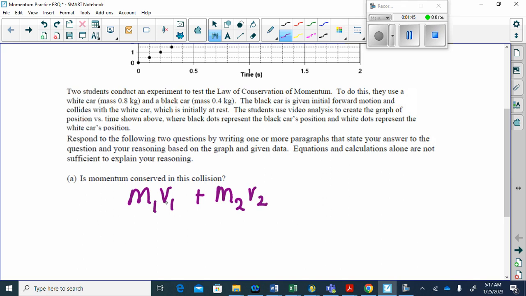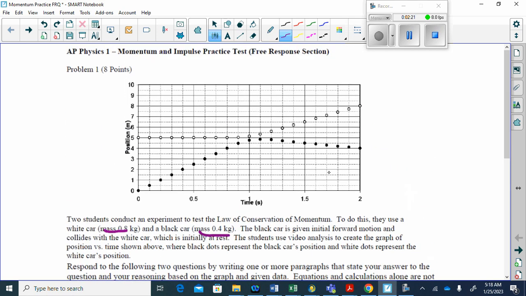So the momentum of the first cart and the momentum of the second cart before, is that equal to the momentum of the first cart with its final velocity, plus the momentum of the second cart with its new final velocity? Are these two equal? This is the equation that you're going to use. Now, the masses of the carts are given in the problem, but the velocities are not given here. How can we get the velocities from this graph?